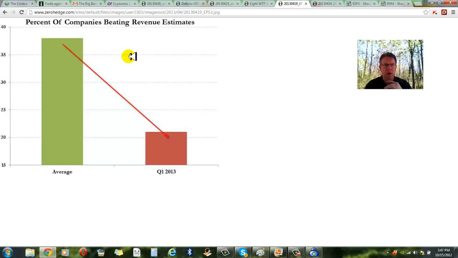So when you take a look at the percentage of companies beating on revenues, it's a great illustration of just how poorly our companies are doing. This is the S&P 500. Traditionally, roughly 38% of the companies beat on revenues. Again, $150,000 plus bonuses at a minimum they're making, these analysts on Wall Street. How do they miss revenues 38% of the time?